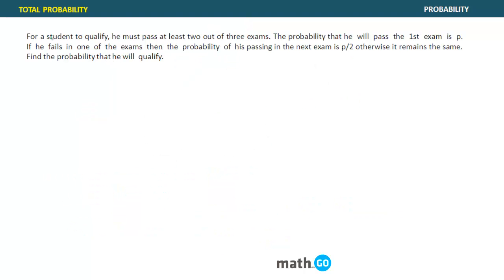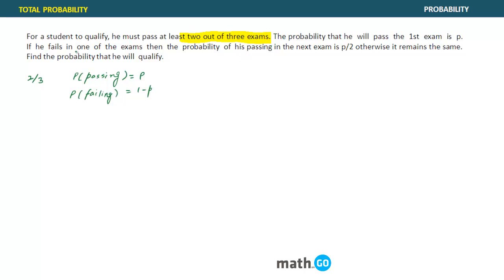So now let's take the first question. It says, for a student to qualify, he must pass at least 2 out of 3 exams. So this is the qualifying step, right? Out of 3, he should pass 2. The probability of passing the first exam is given to be P. So the probability of failing then would be nothing but 1 minus P, right?